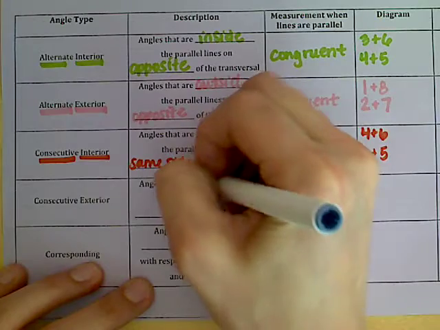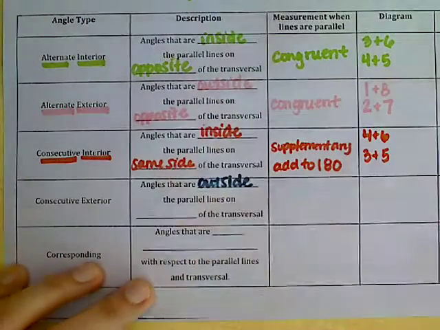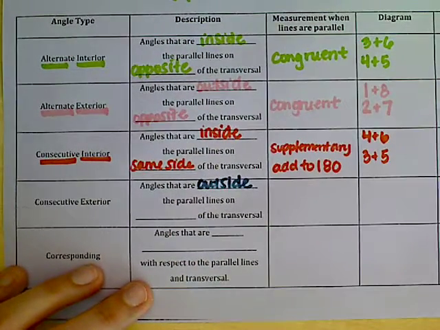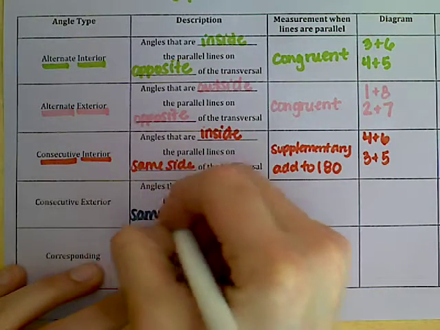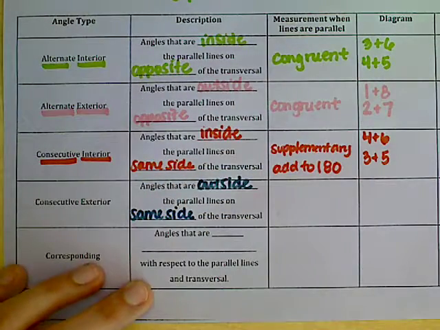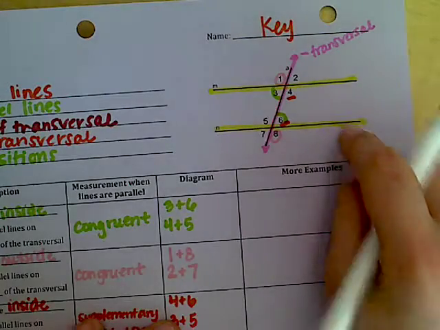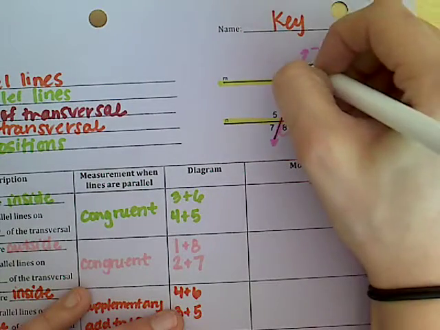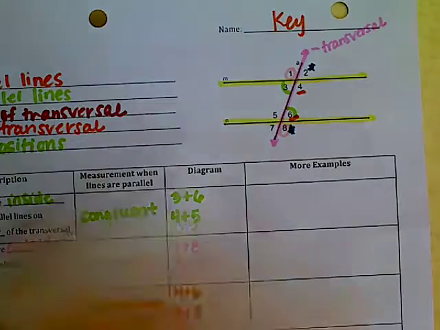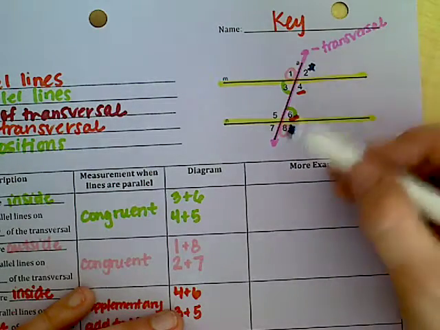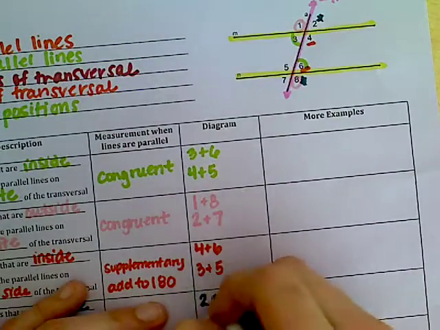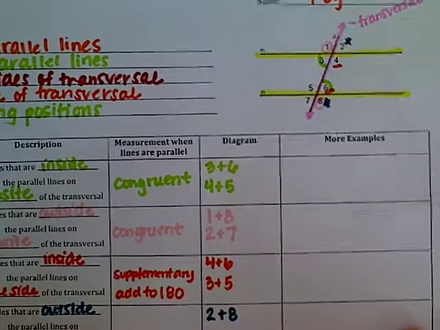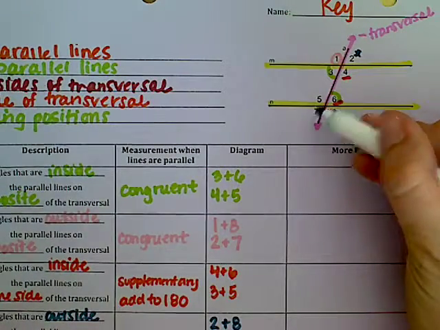All right, next one is consecutive exterior. So now we want angles that are outside of the parallel lines on the same side of the transversal. So if we look outside the parallel lines instead of inside now, so outside of the parallel lines on the same side of the transversal could be something like 2 and 8. Outside of the yellow lines, same side of the transversal. You can write that example. The other ones I could write would be 1 and 7.